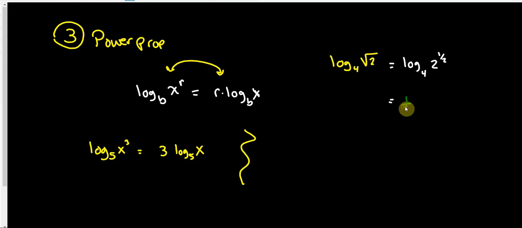So bring the 1/2 out front, and that's times log base 4 of 2. Now it's looking better. Still a little nasty with the fraction up front. This is enough to leave it there, but if you wanted to, you could make it even prettier, because that's the same thing as log base 4 of 2, all divided by 2. But we're just practicing the property, so there's no need to go above and beyond doing that.